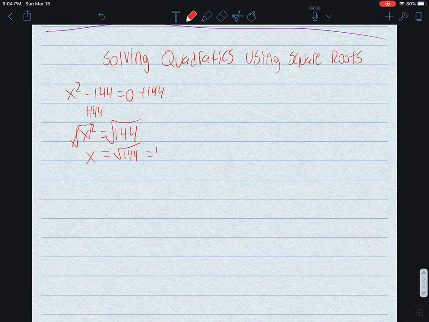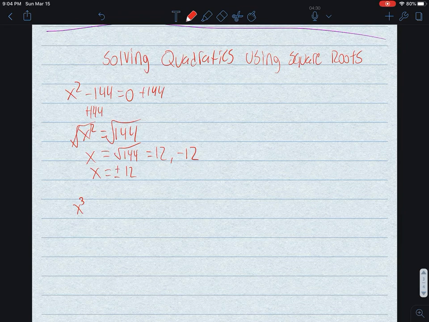And we all know that that's 12, and it's also negative 12. The answers to the square root of 144 are positive 12 and negative 12. So we just put plus or minus 12 because those are both the answer. That's one. Now let's do another example.